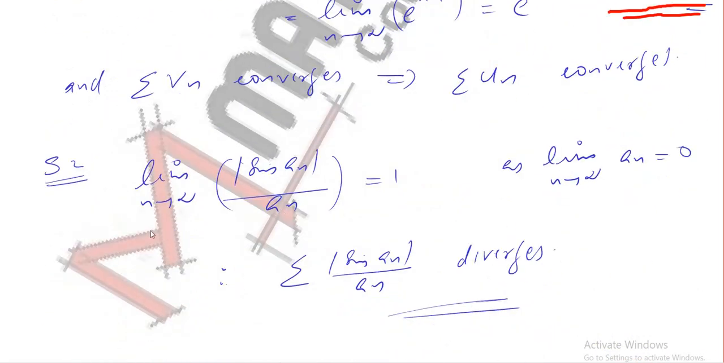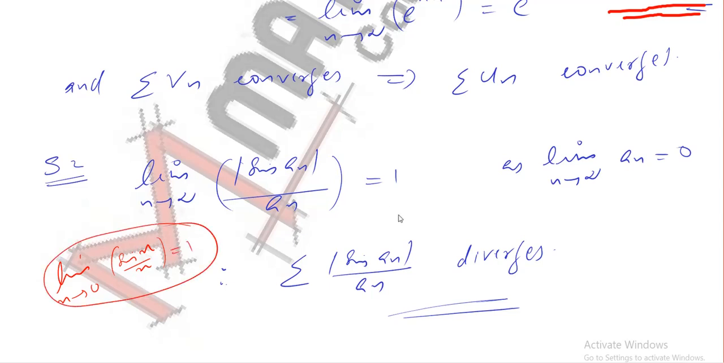You just take limit n tends to infinity of mod sin an by an. We know that as n tends to infinity, an goes to 0. So it looks like the limit as x tends to 0 of sin x by x, right? So that's going to be 1.